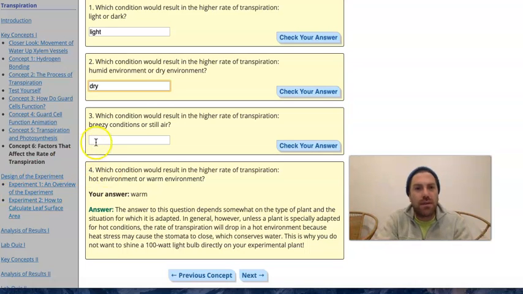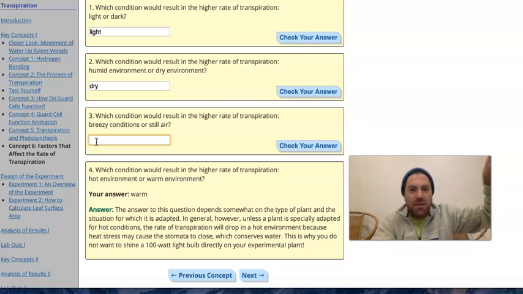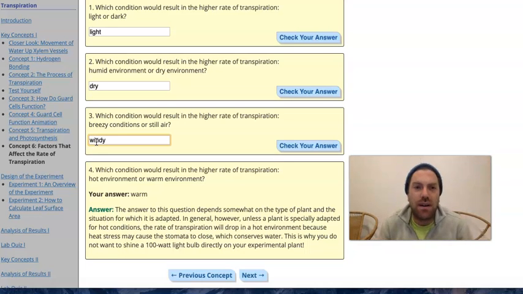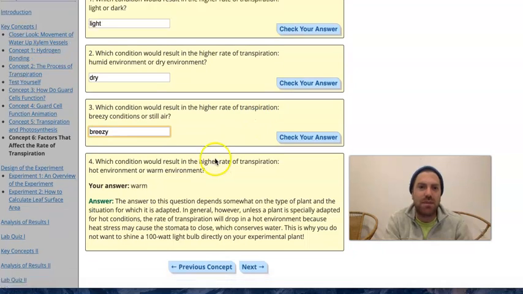All right, 3. Which conditions would have higher rate? Breezy or still air? Well, if you've ever experienced breezy days, it dries things quickly, right? So if you need to dry something, you can put it by a fan. Or I remember sticking my soccer socks out the window and rolling them up in the window so they would dry. So breezy is what they wrote. Breezy is going to actually dry it more and do more transpiration.